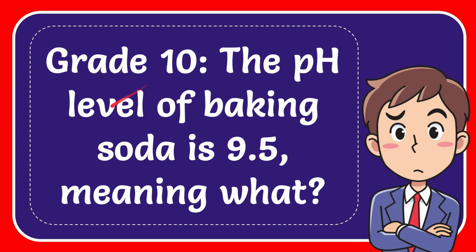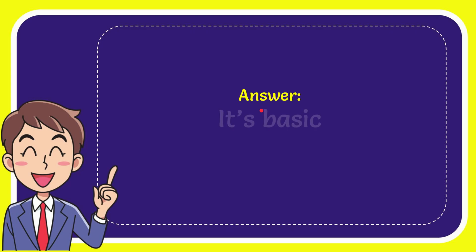In this video, I'm going to give you the answer for this question. The question is grade 10. The pH level of baking soda is 9.5, meaning what? Well, I'll give you the answer for this question, and the correct answer for the question is it's basic. Well, that is the answer for the question. It's basic.